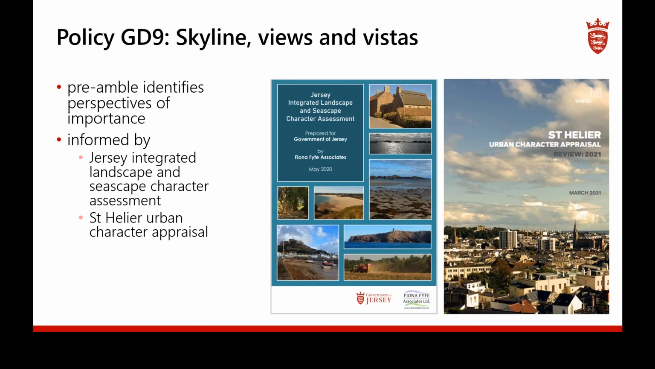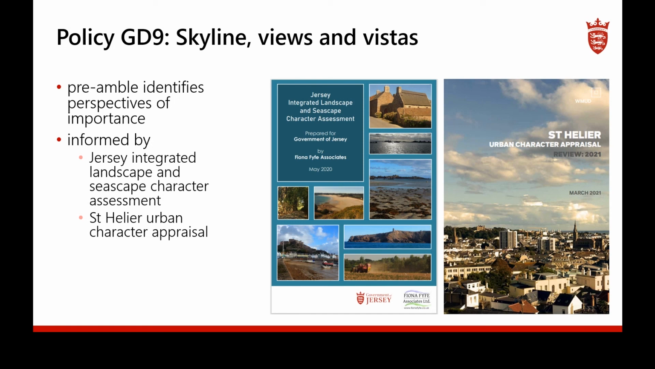As I say, the preamble to the policy gives some more information about when this policy will apply. So we haven't defined strategic views in the plan, but we give in the preamble an indication of where they're likely to occur and where this will become a material consideration. And again, the policy is informed by work that's been done to look at this issue in the integrated landscape and seascape character appraisal work, together with William Miller's work to review the urban character of St Helier.